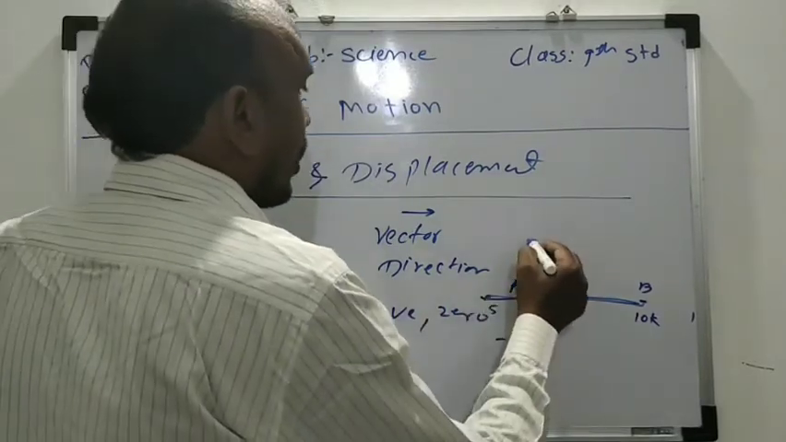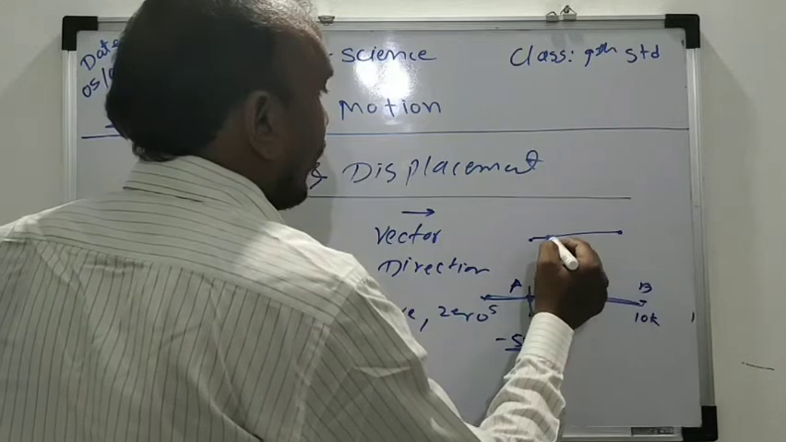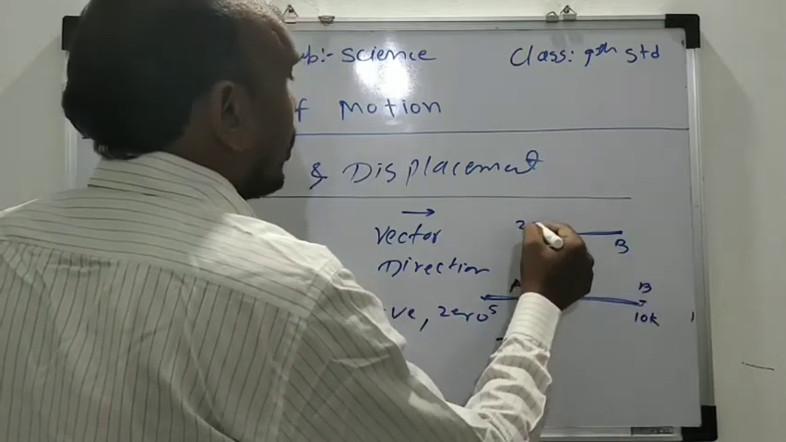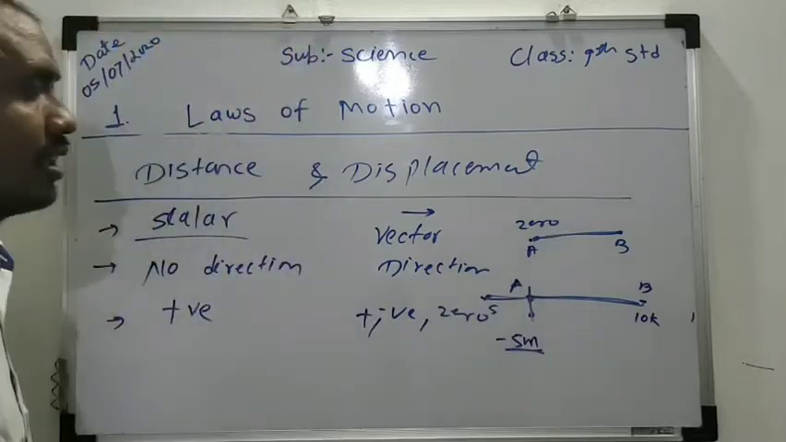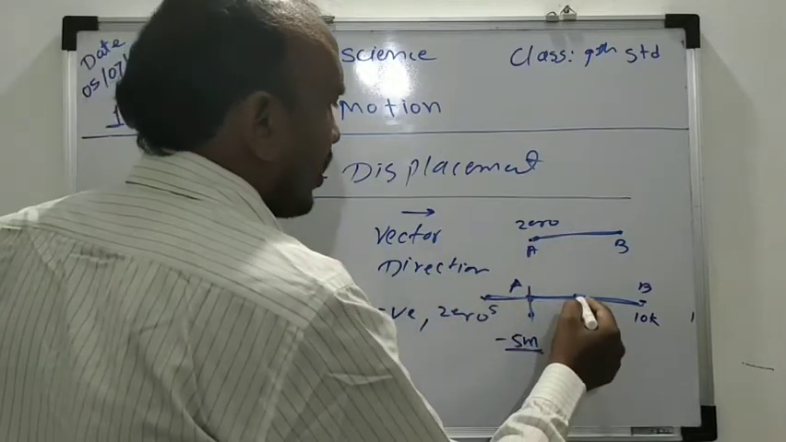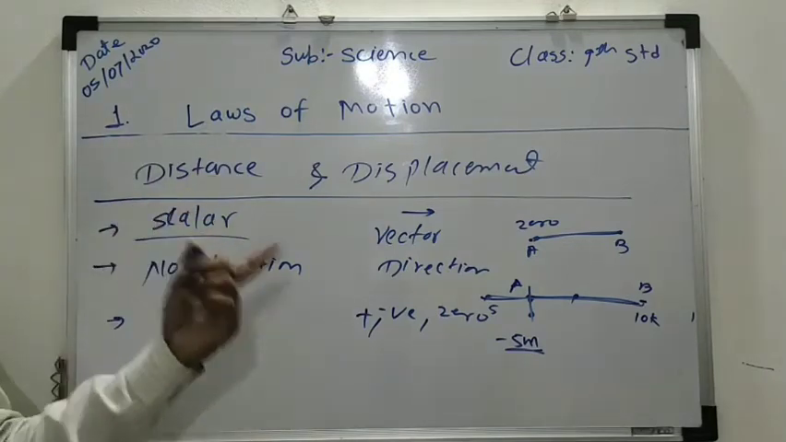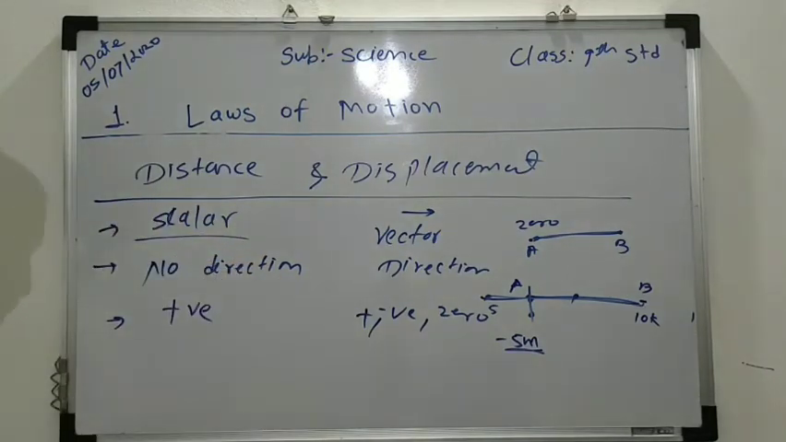Zero means this is the first starting point and here is the ending point. It goes from A to B and again back to the original position, so there is zero displacement. Positive is always positive. So displacement can be negative, positive, or zero. That's the major difference between distance and displacement.